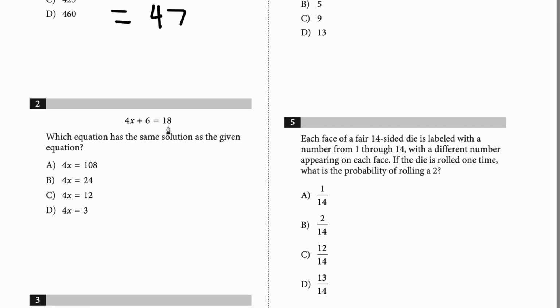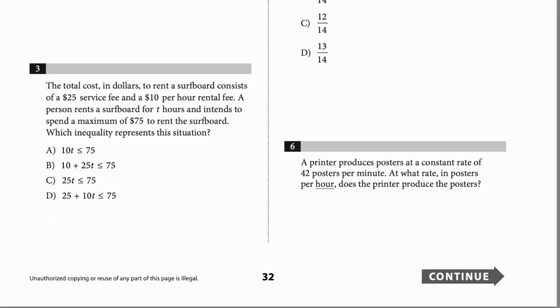4x plus 6 equals 18. Which equation has the same solution as the given equation? For us, we just minus 6 on both sides, so it would be 4x equal to 18 minus 6, which would give us 12, which is the same as option C. So we'd have C for number 2.